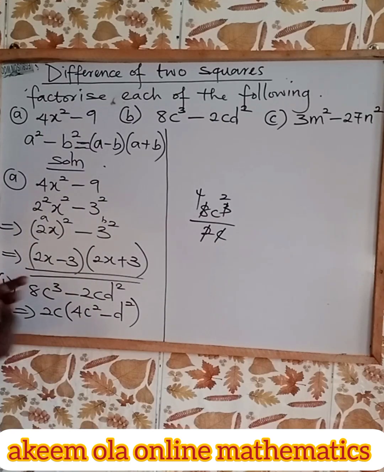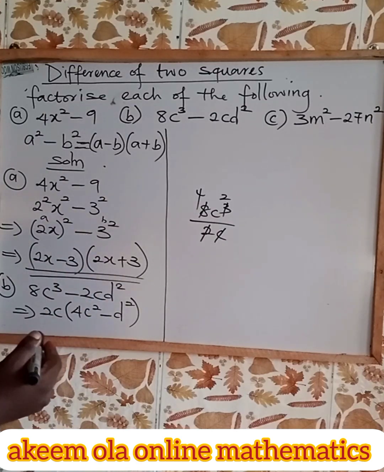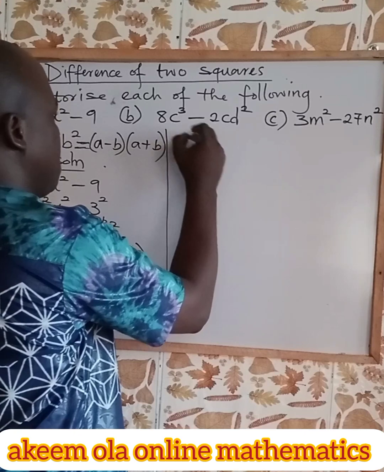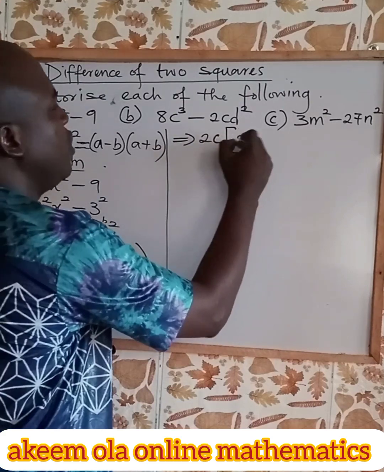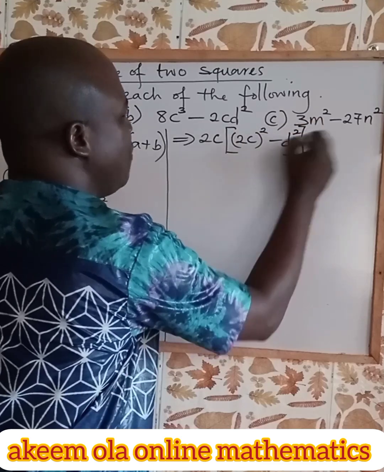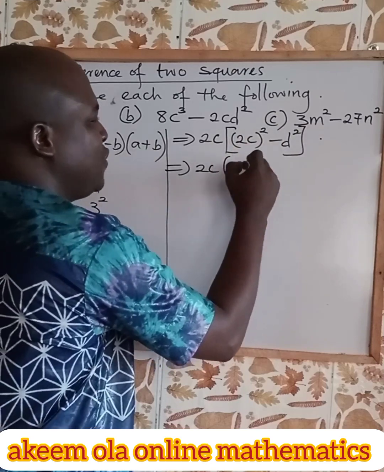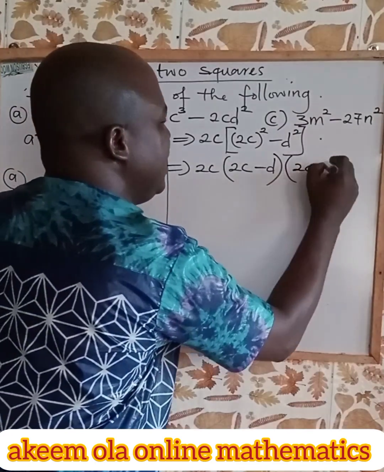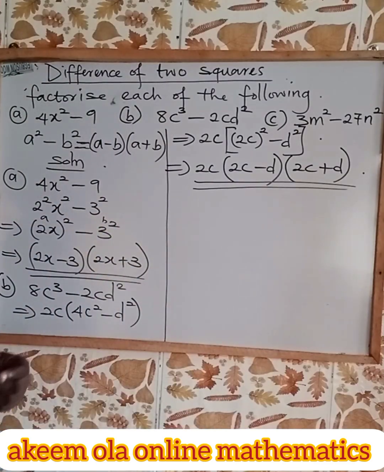That means the content of the bracket here can be expressed in terms of difference of two squares. So if you do that, we have 2c into (2c) squared minus d squared. If you expand this further, you are going to have 2c into 2c minus d for the first one, and the second one will be 2c plus d. So this is the answer to the second question.